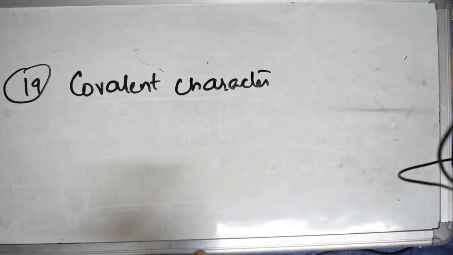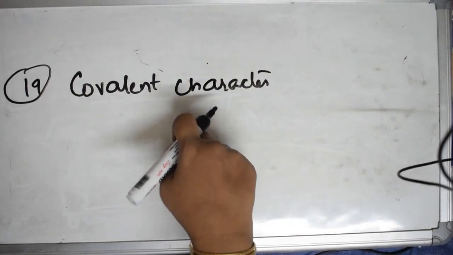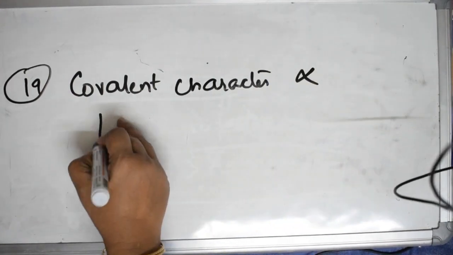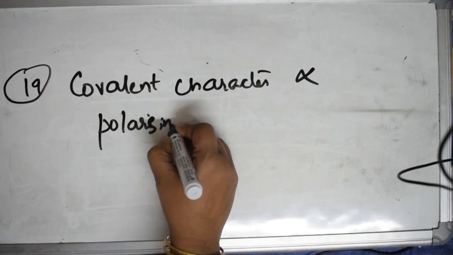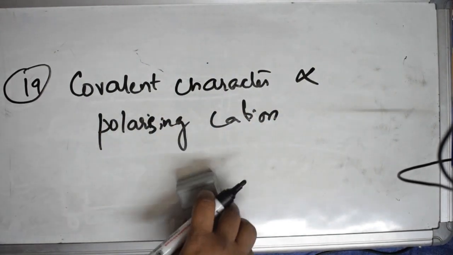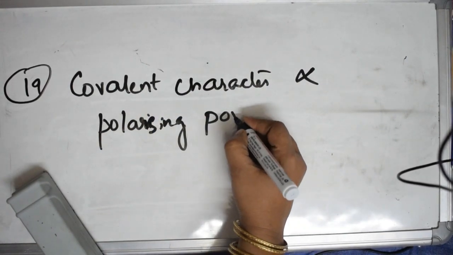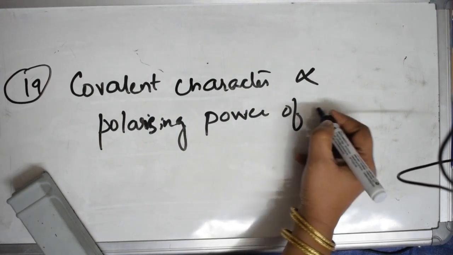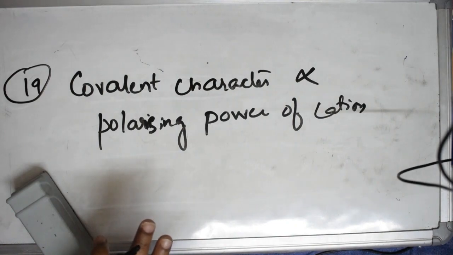We said ionic character is inversely related to the polarizing power of cation. Now covalent character is directly related to the polarizing power of cation. So always remember ionic character, if they give you, you need to remember which is more.